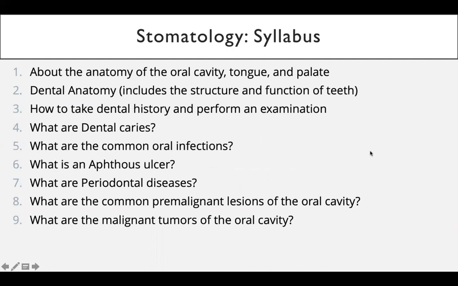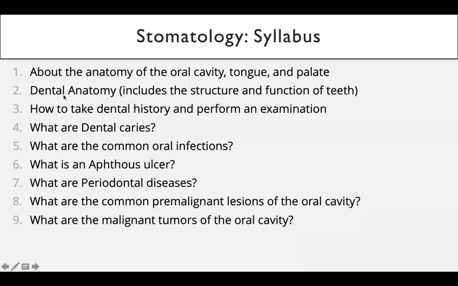Okay, so this is the stomatology syllabus we'll be covering this semester. These are the topics. It is almost the same as what I have been taught, and this is more than enough for a medical student or a student of MBBS for this subject, because we are not dentists, we are related to medicine and surgery. So the syllabus includes the anatomy of the oral cavity, tongue, and palate. First, we'll be starting with the anatomy of the oral cavity, tongue, and palate.